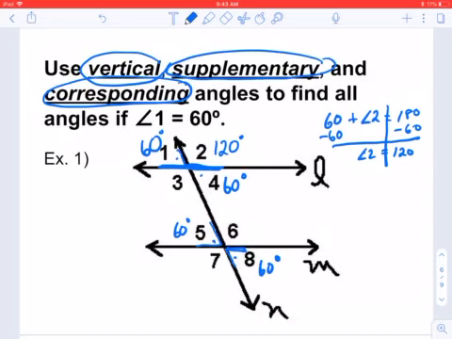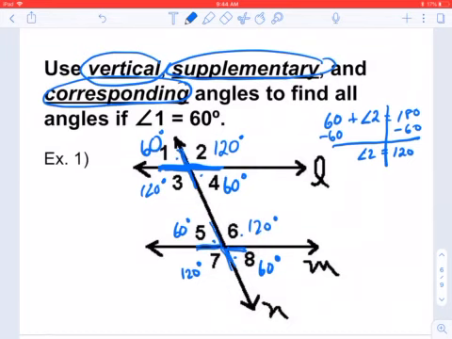All right, from there, everything's really easy. So angle 2 is vertical to angle 3. So I know they are congruent. This is 120 degrees. If I use corresponding angles, I can jump from angle 3 down to angle 7. And that's also going to be 120 degrees because corresponding angles are congruent. And now I can jump from angle 7 over to angle 6. And angle 6 is 120 degrees.